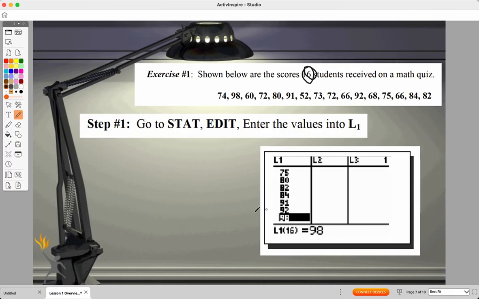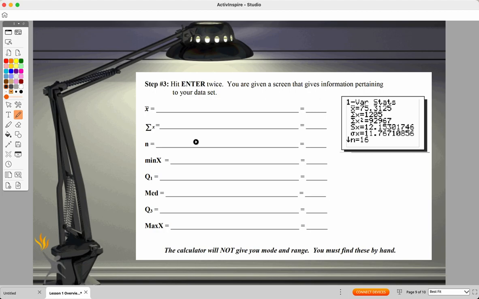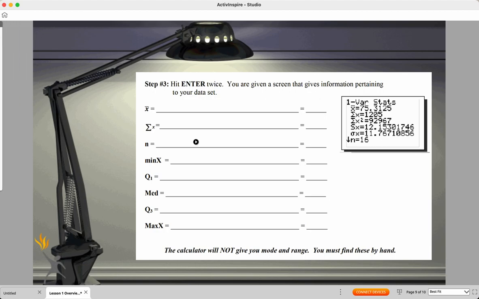So I'm going to jump back here to these notes and show you what that means. Let's take a minute and put down the information we have, what each one of those different symbols stands for. The first symbol is our mean, x bar, which is 75.3125. That's what mean does. This one is the sum of all the data. If I added them all up, it's 1,205.